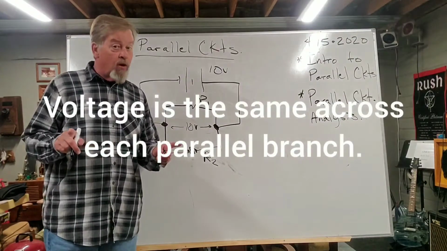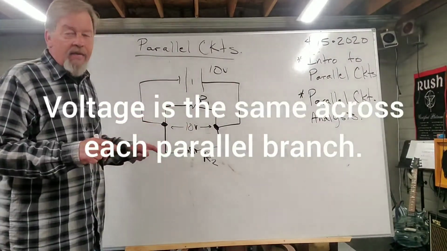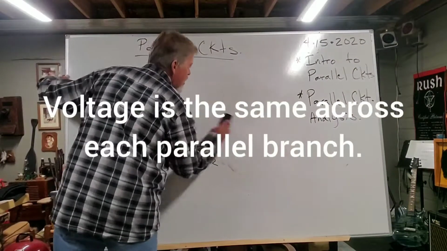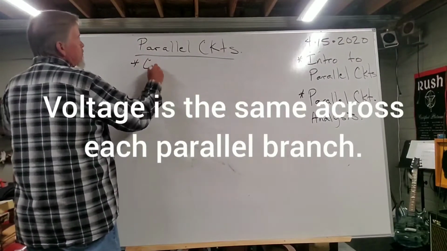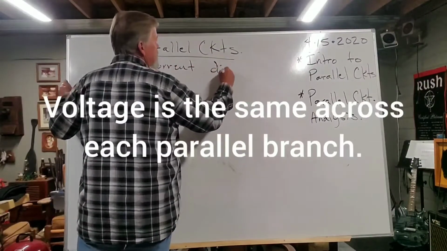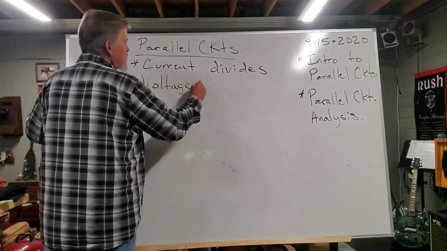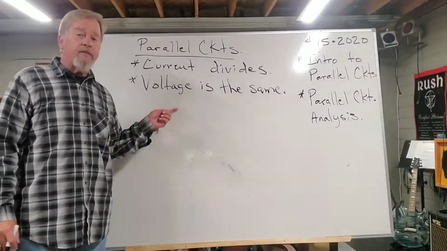Current divides, more than one path. All the paths are connected back to the same 2 points, so the voltage across each one of these paths is the same. So current divides, and voltage is the same. Okay, so current divides and voltage is the same.